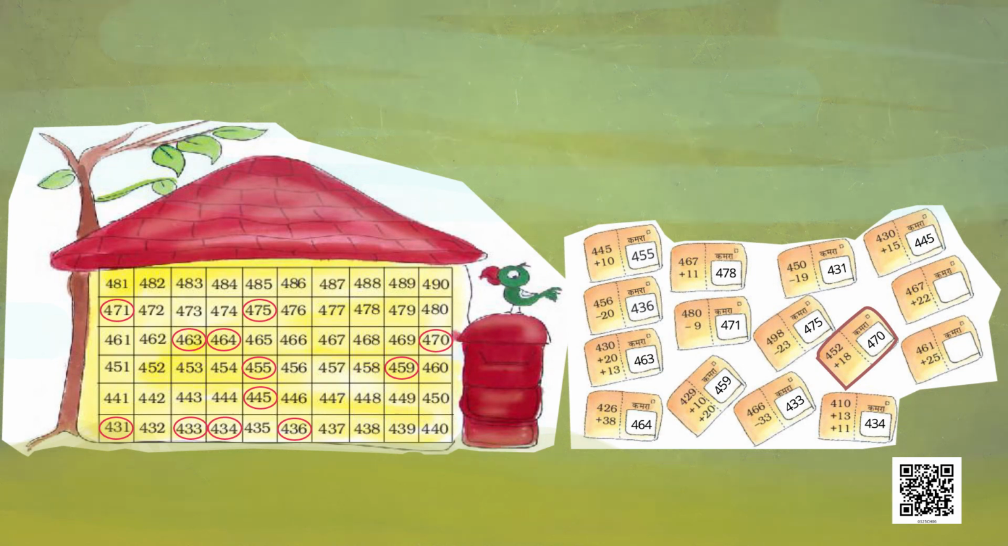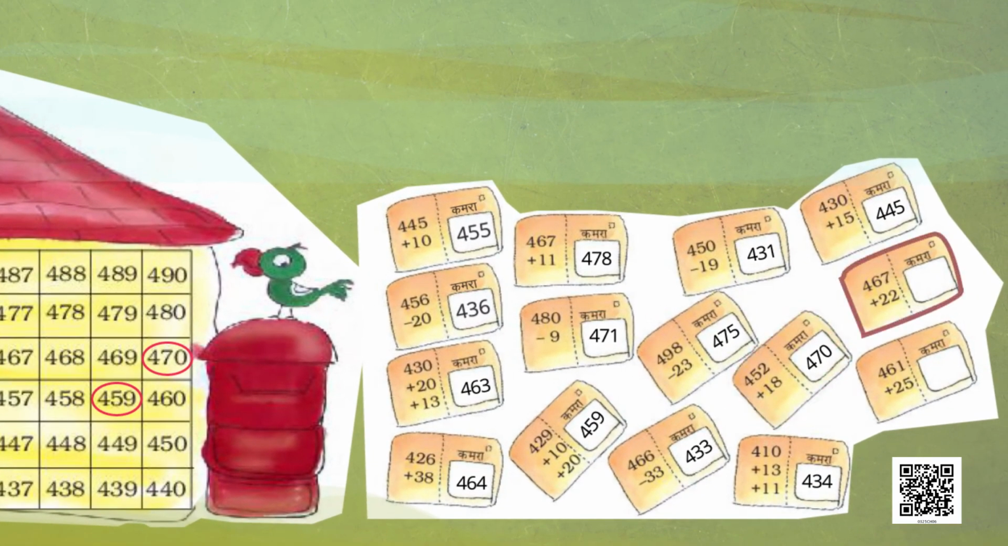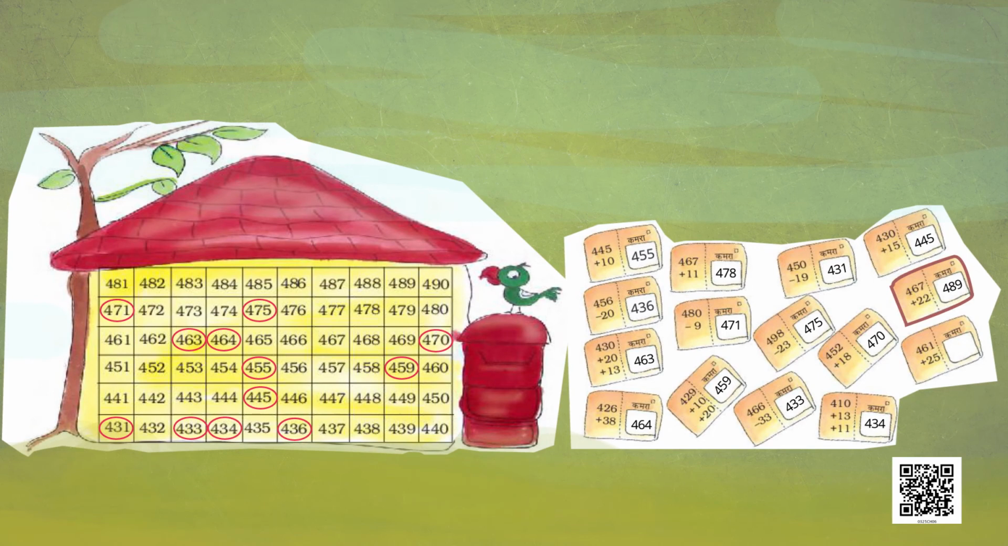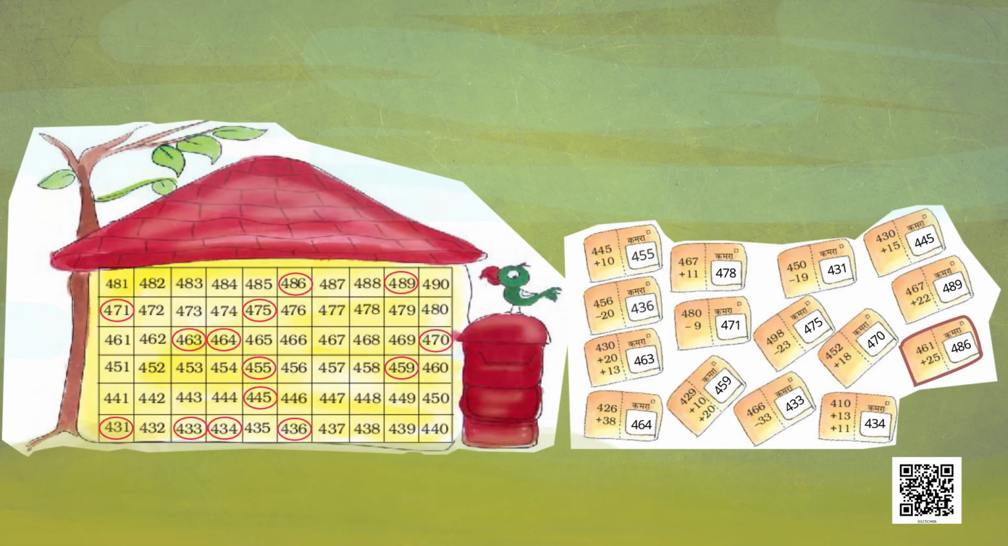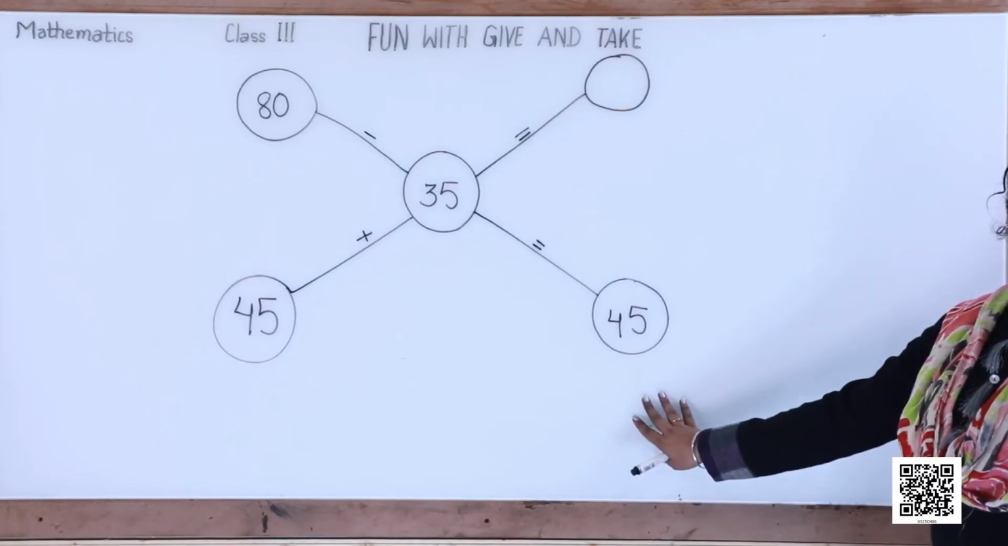Okay. Now 467 plus 22. Correct. 489. Well done. So let us deliver it in room number 489. 461 plus 25. Let us deliver it in room number, correct, 486. Well done, dear children. You are amazing. Wonderful job done.